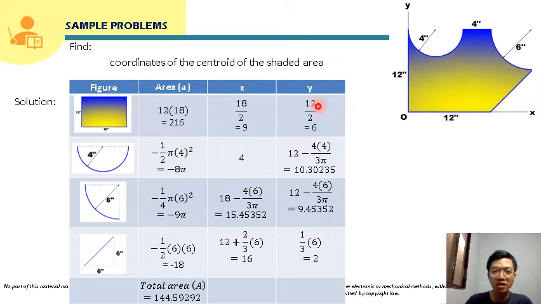Now for the y coordinate, for the rectangle, its y coordinate will be here. This will be 6, half of 12. So this will be 6.